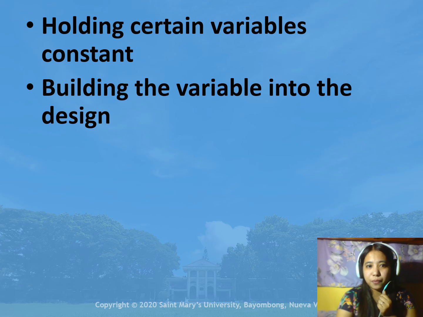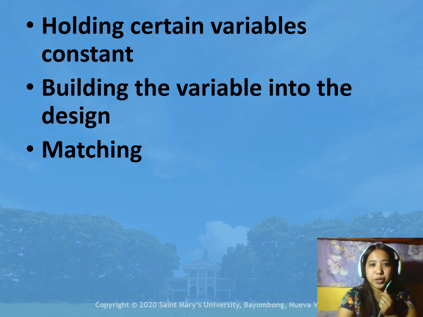And then next, building the variable into the design. This is the opposite of holding certain variables constant. It will consider both males and females in the study, and it examines the effect on both sexes on the outcome. Next, we have matching. Pair subjects in one group and another based on certain variables of interest. For example, if the researcher wants to pair by age because he or she thinks that this can influence the outcome, he or she might match students according to age and assign one member of each pair to each group.